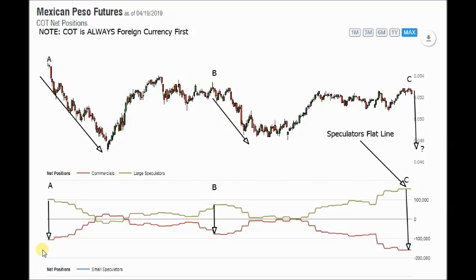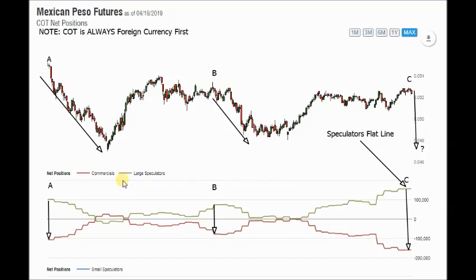Now for anyone new to the COT, I've noted it up here, it's always foreign currency first, so we're looking at MXN USD. We of course trade USD MXN, so I'll turn the chart the right way around when I draw my levels. We're just on this chart simply to see what the commercials and the large speculators are doing. Now, commercials are the smart money, the hedgers, and they tend to be right about big turning points. When we get a nice divergence between the two groups, we'll look to time technically and go with the commercials.